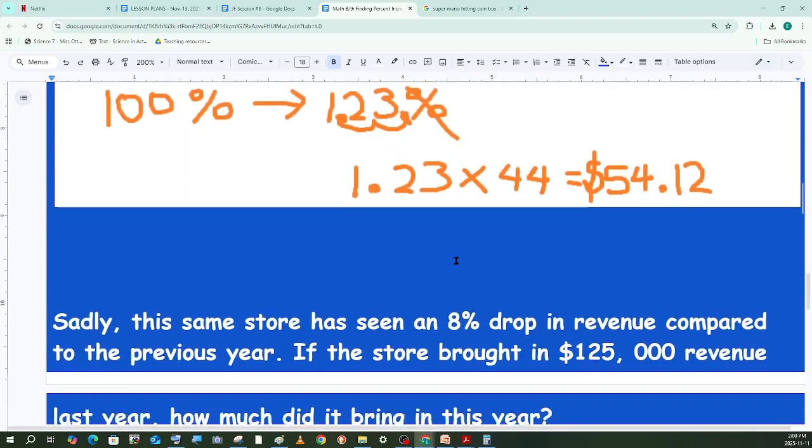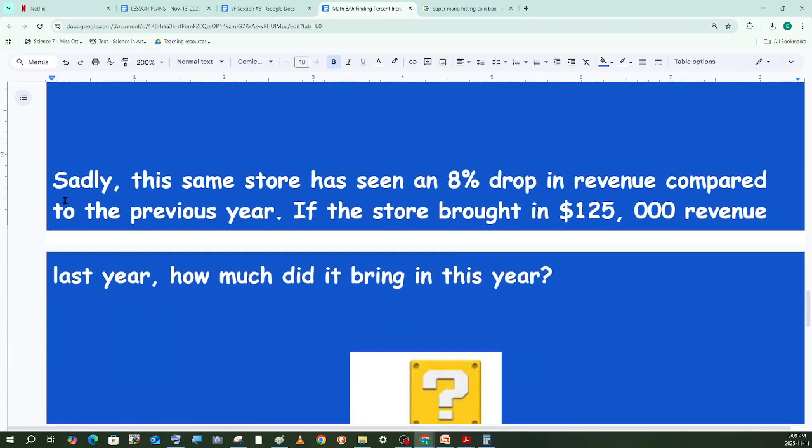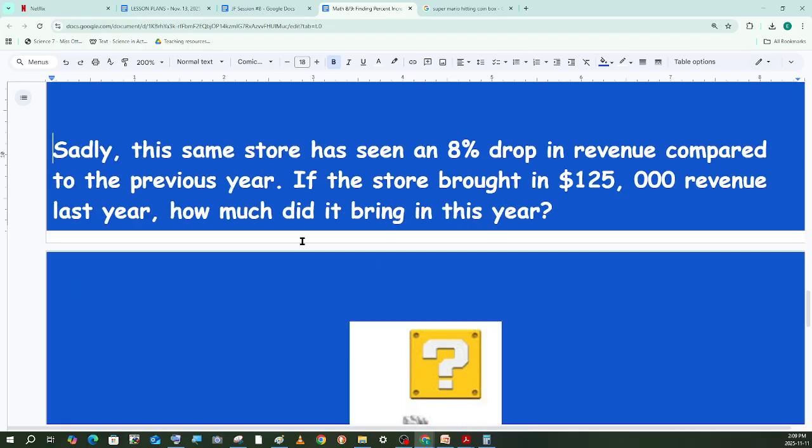Okay, let's try one more question here, and then I'm going to let you try a few on your own. Again, another kind of depressing question. It says, sadly, this same store has seen an 8% drop in revenue compared to the previous year. If the store brought in $125,000 revenue last year, how much did it bring in this year?